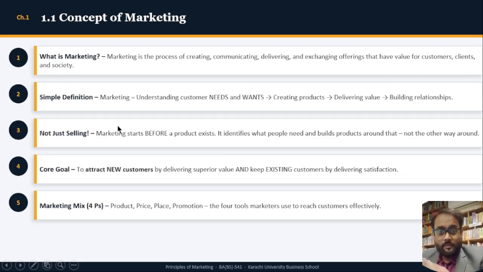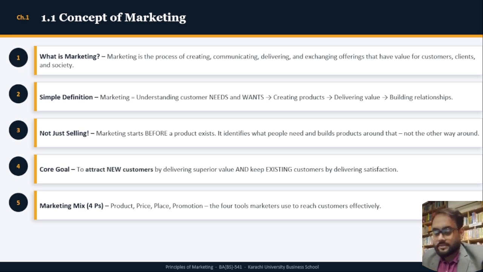Okay, let's talk about marketing in simple wording. Marketing understands customer needs. Marketing understands the needs and wants of customers, and on behalf of that, they are creating the product, delivering value, and building relationships with the customers.